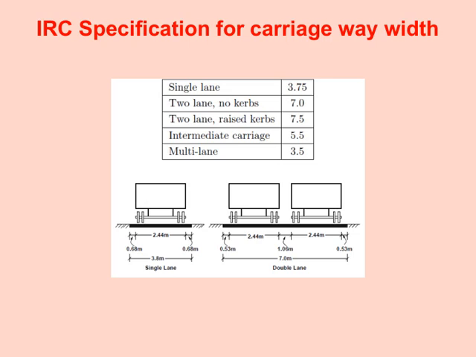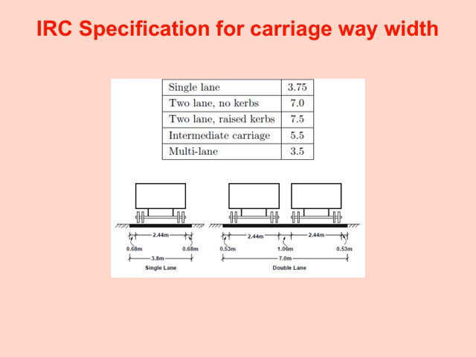Let's take a closer look at the IRC specification for carriageway width. This slide highlights the key standards that guide how wide our roads should be to ensure safety and efficiency. The specifications are designed to accommodate various types of vehicles and traffic volumes effectively. It's important to understand that these guidelines help us maintain uniformity in road design, which ultimately improves traffic flow and safety. When planning or analyzing road projects, adhering to the IRC standards ensures that we meet national safety and quality benchmarks. Remember, the carriageway width is a critical factor in reducing congestion and accidents, making it a fundamental aspect of good road engineering practices.